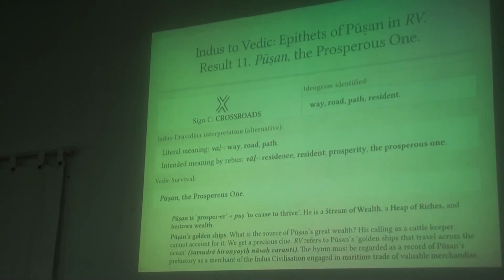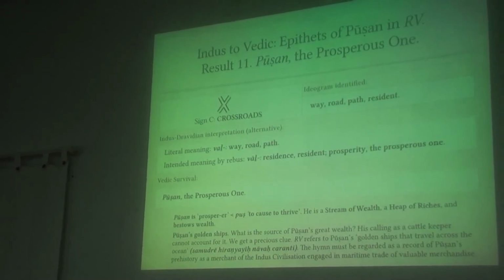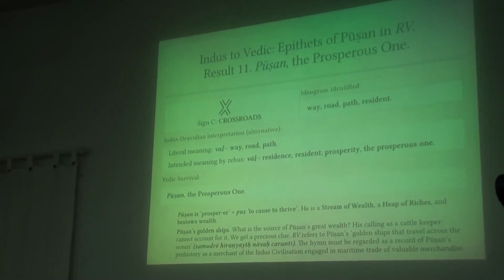As I mentioned earlier, this particular sign has two meanings in Old Tamil. Very, very remarkably, they also have two meanings in the Veda. Now, I should skip the first few words which I have already shown. Start with Vedic survival. Pushan, the prosperous one. Now, Pushan is the proper name of the Vedic god. Etymologically, Pushan is derived from push, to drive. Hence, he is called the prosperous one.